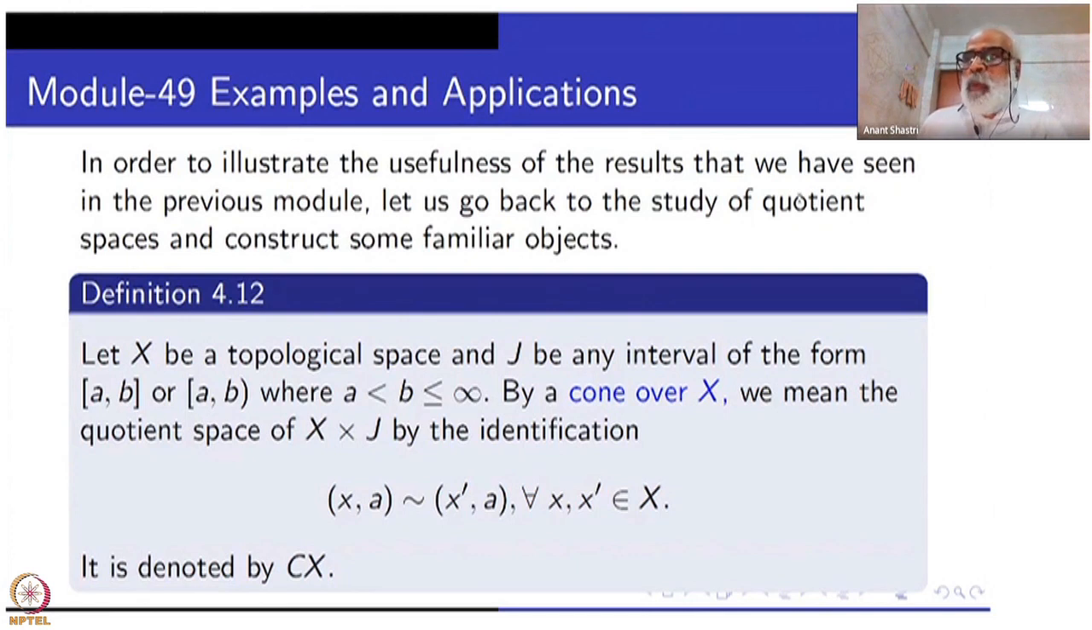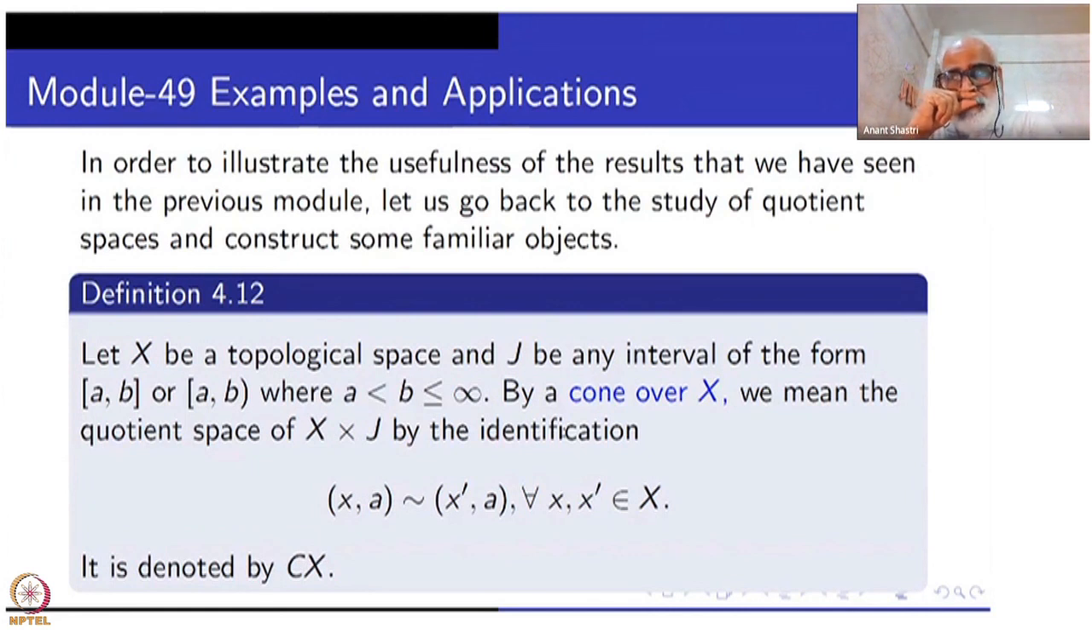So we go back to the study of quotient spaces now. Let X be a topological space and J be any interval of the form [A, B] closed or [A, B) with B open. And B could be infinity also. So instead of writing [A, B], [A, B) and so on, I will just write it as J. It will represent any one of them.